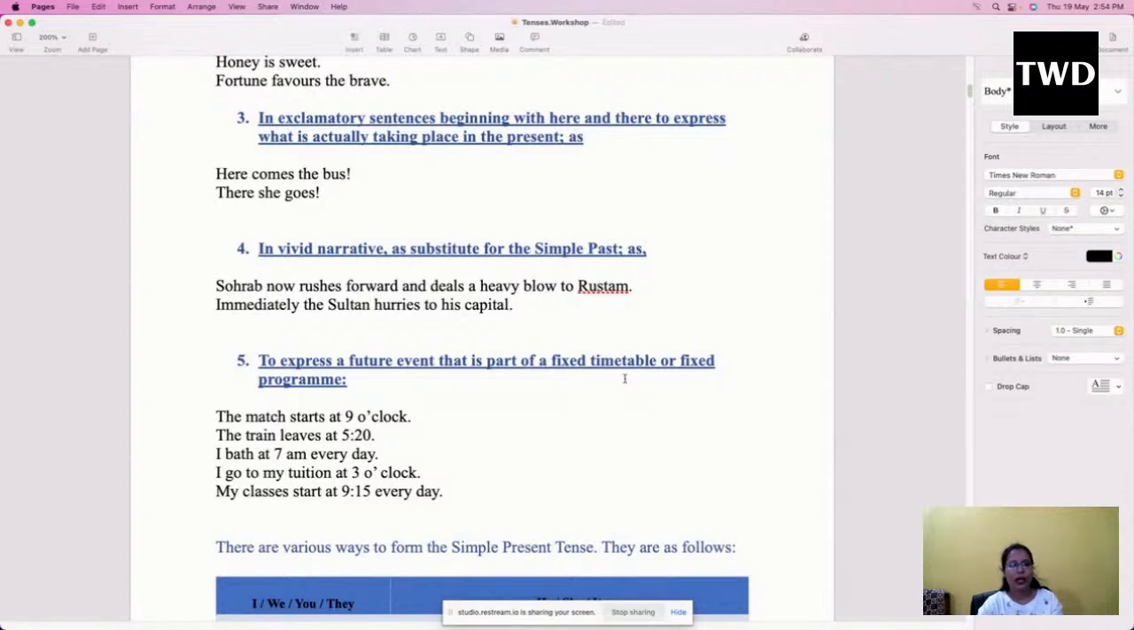For example, the match starts at 9 o'clock. So maybe there is some kind of match which is going on nowadays, and every day the match starts at 9 o'clock. The train leaves at 5:20. Train is the subject and then leaves is the verb. You might know that before showing the time we use at. I go to my tuition at 3 o'clock. My classes start at 9:15 every day.